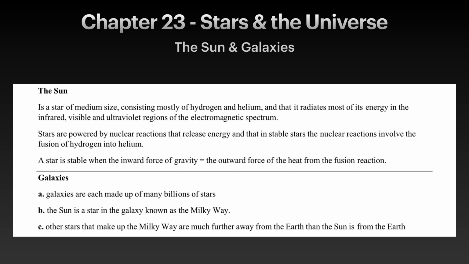The first concept in this chapter is the Sun and the stars. The Sun is a star, an enormous ball of hot gases, mostly hydrogen and helium. Like other stars, it generates energy by nuclear fusion in its core. Fusion converts hydrogen into helium, releasing massive amounts of energy, which balances the inward pull of gravity. This energy radiates outward as heat and light, sustaining life on Earth. The Sun is one of the billions of stars in our galaxy, the Milky Way.